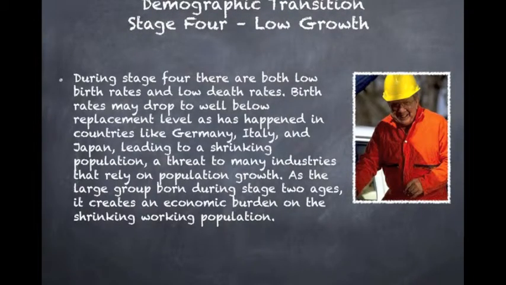Demographic transition stage 4. This is low growth. This is what was thought for a long time to be the final stage of the demographic transition model. Here, birth rates and death rates are low. Birth rates may actually drop well below replacement level, and you have seen this happen in several countries, Germany, Italy, and Japan are among the examples here.